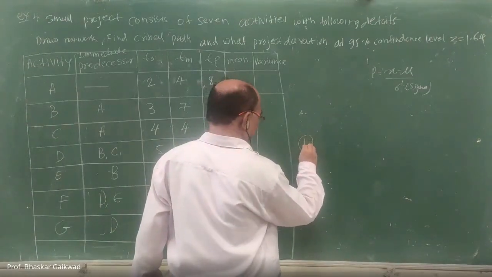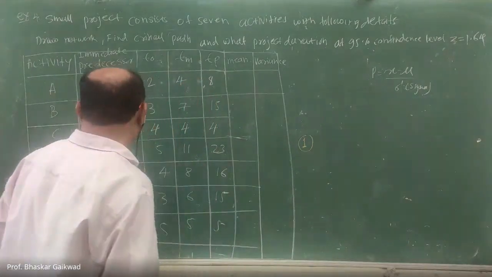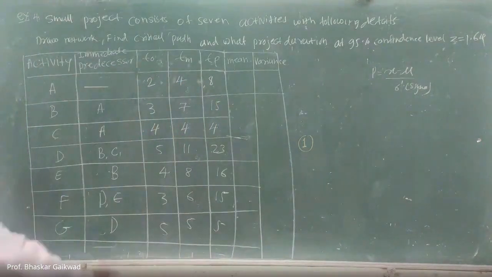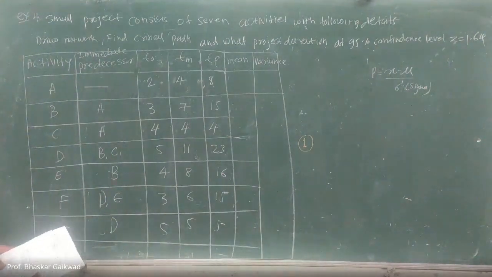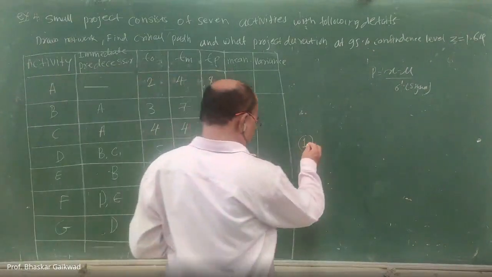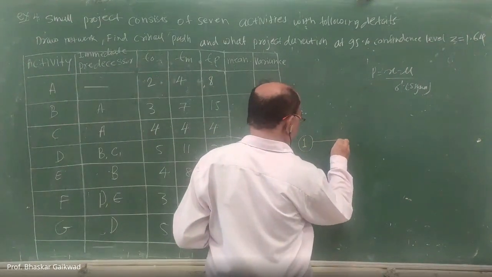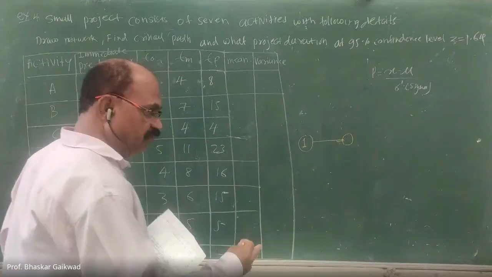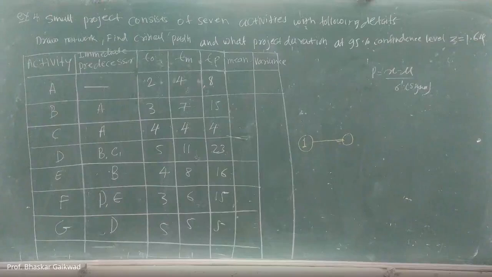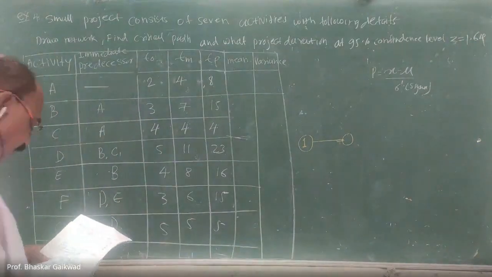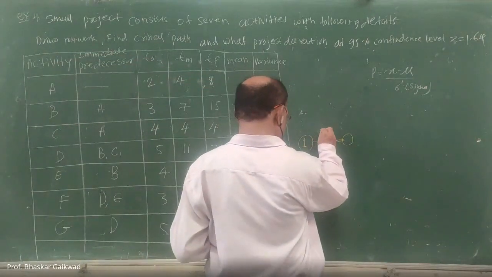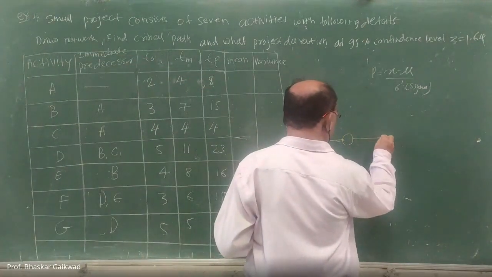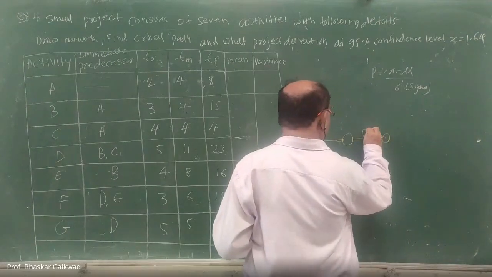Starting from node 1. What is the first activity? A. For activity A, there is no immediate predecessor, so it will start from this one. So here is the A. Numbers I will give later on; how to give the numbering, that idea also you will get. Now B will start from A. So here is the A, and B will start from A. Here is the B.